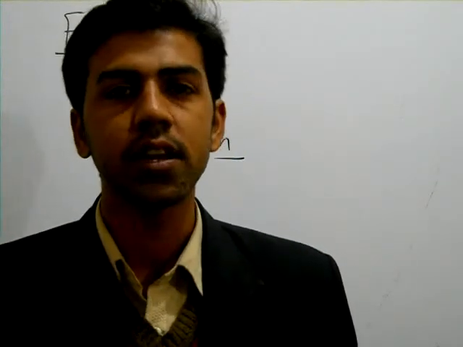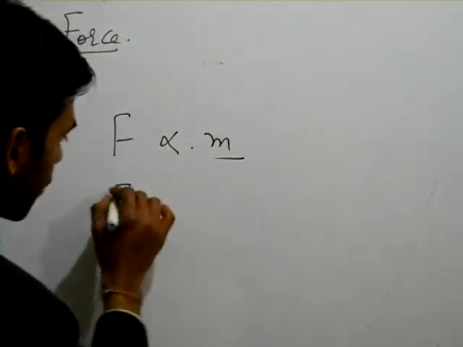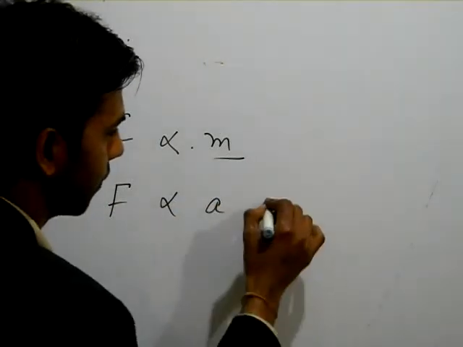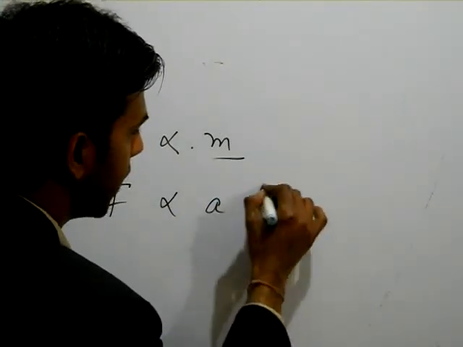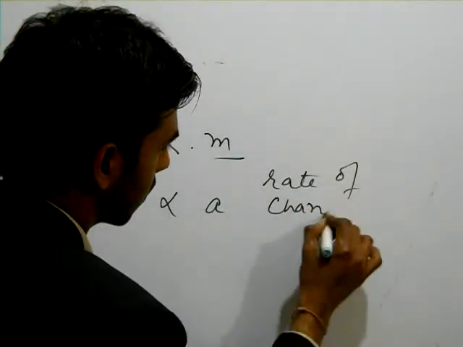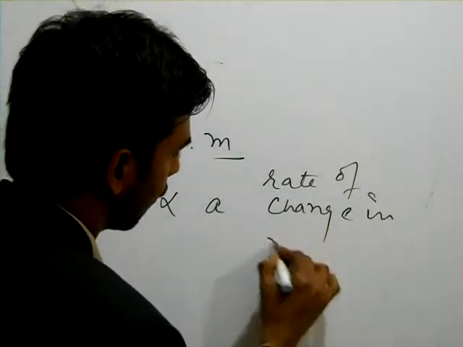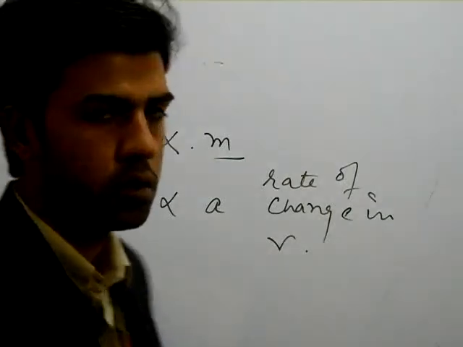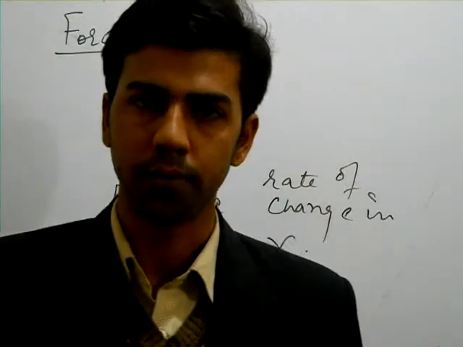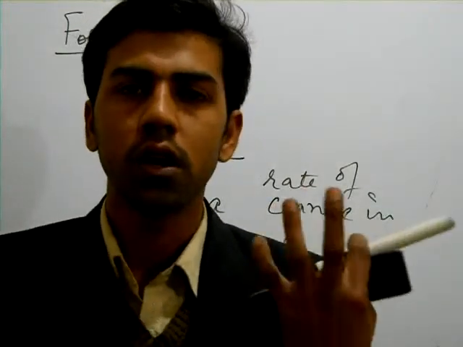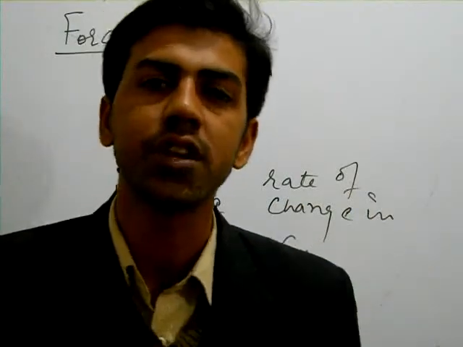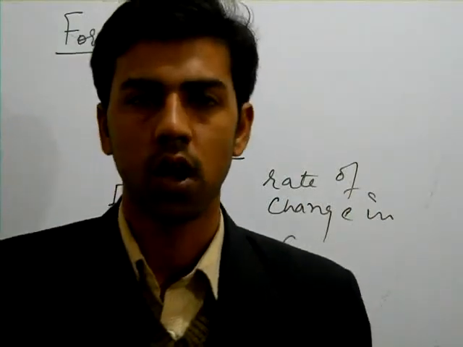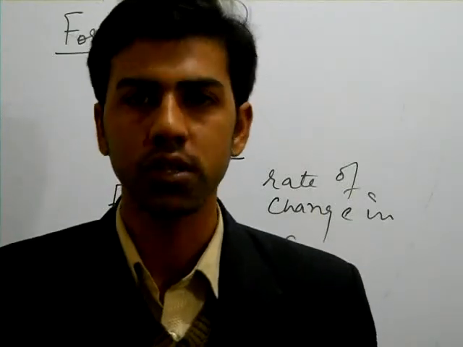What is the second factor? The second factor is acceleration. Now what is acceleration? Acceleration is the rate of change in velocity per unit time. So force depends upon acceleration also. Change in velocity, or change in velocity per unit time. So what does the magnitude of acceleration give us? It tells us how fast the velocity is changing.